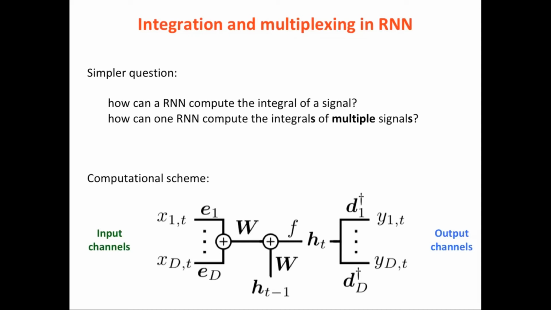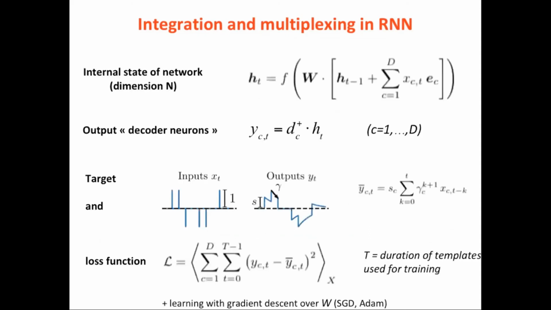And I would like to perform the task of integration. That means the output neurons should be equal to the integral of the input neurons x. So this problem has actually been considered by many people over the last decades. And it's very easy to do such integration when you use linear networks.